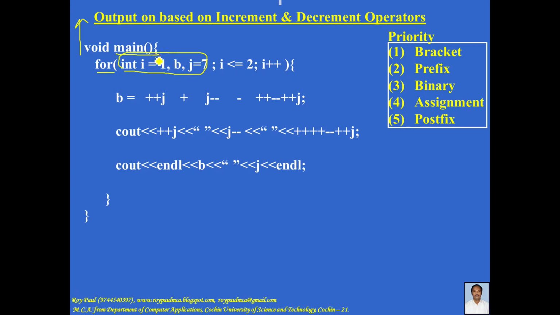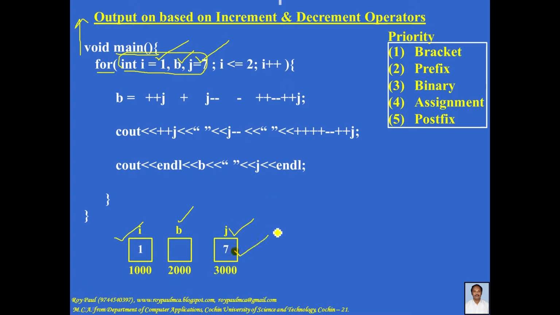So here int I is equal to 1. Memory is allocated for I. It is given the initial value 1. Then B. So memory is allocated for B. J is equal to 7. So J contains 7. Now after executing this part, condition checked, I contains 1. So 1 less than or equal to 2, condition true, control comes inside.